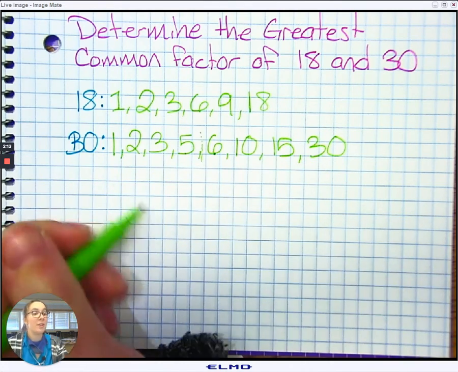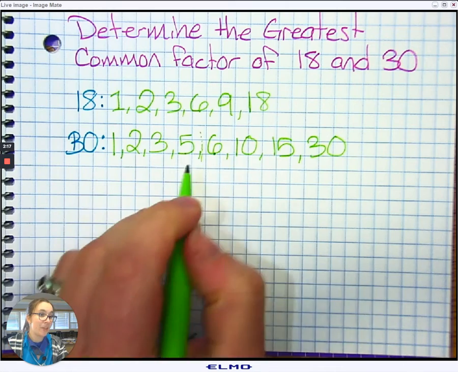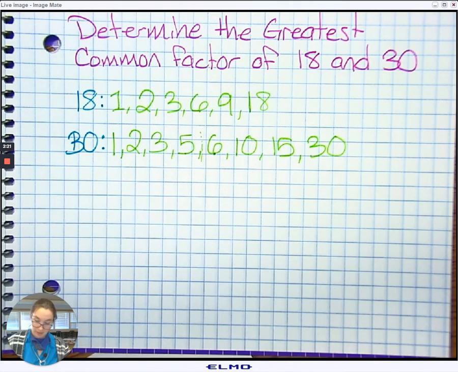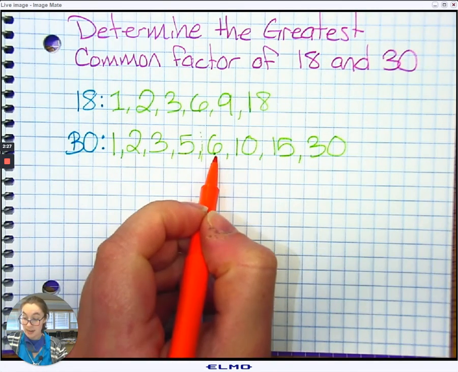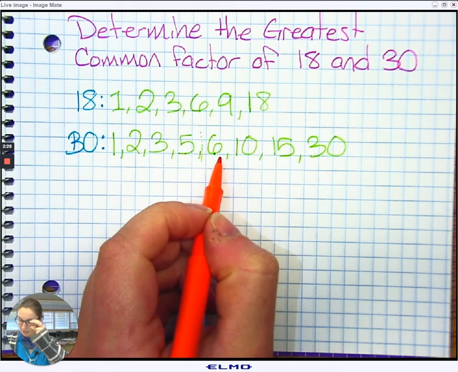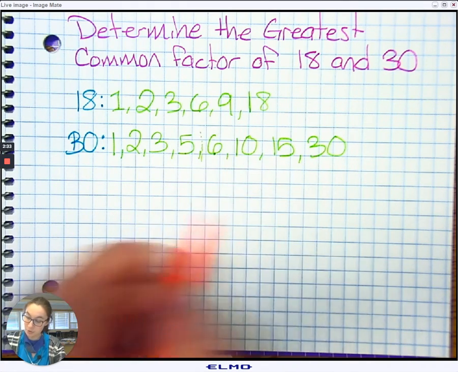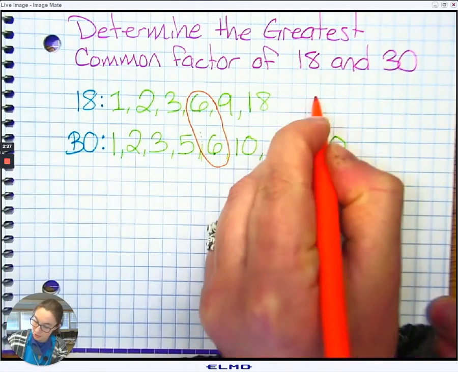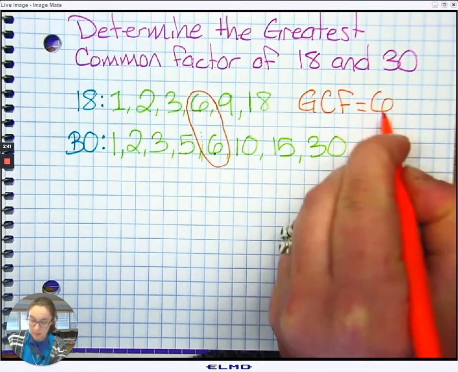Now my goal is to find the most common one, the greatest common one, the biggest number that they have in common. They both have 1 in common, but it's not the greatest. They both have 2 and 3, but not the greatest. 30 does not have 5 in common with 18. 6 is common. Let's see if they have anything higher. 8 or 9, 18? 9 or 18? No. No. So the greatest common factor in this case is 6. Our GCF equals 6.